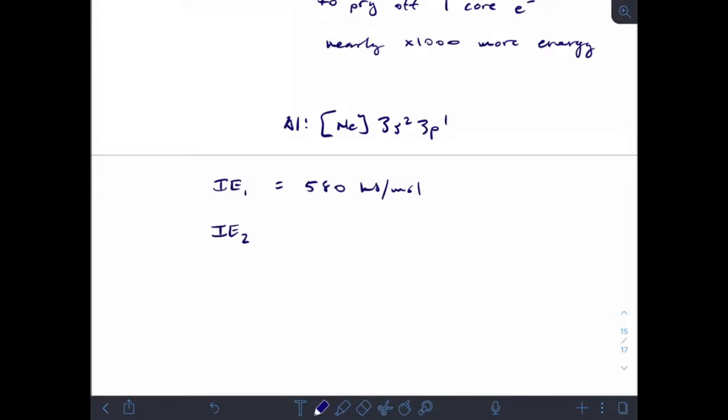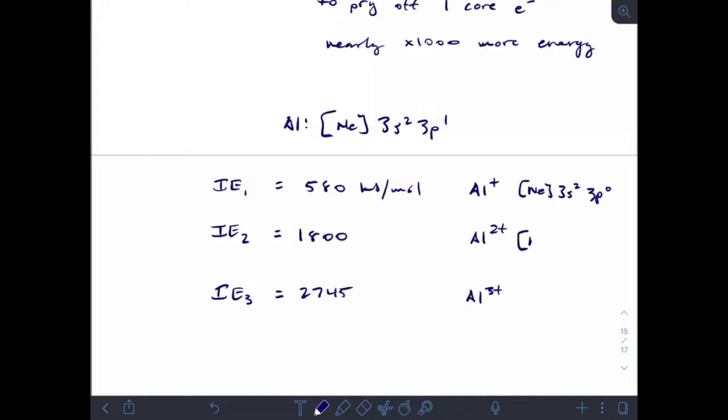So IE2, to go from aluminum plus to aluminum 2 plus, 1,800 kilojoules per mole. IE3, to go to aluminum 3 plus, 2745 kilojoules per mole. All right, so this would be aluminum plus, this would be aluminum 2 plus, aluminum 3 plus. So here at aluminum plus we have neon 3s2, nothing in the P. Here we have neon 3s1. Here we have just neon, so we're down to the core when we're at aluminum 3 plus.